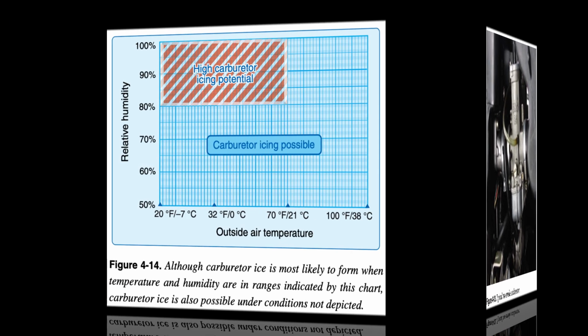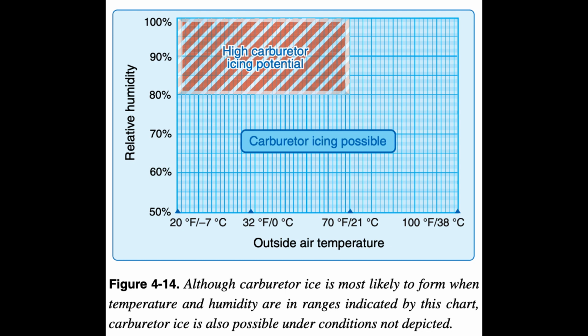Carburetor icing. One disadvantage of the carburetor system versus the fuel-injected system is its icing tendency. Carburetor ice occurs due to the effect of fuel vaporization and the decrease in air pressure in the venturi, which causes a sharp temperature drop in the carburetor.